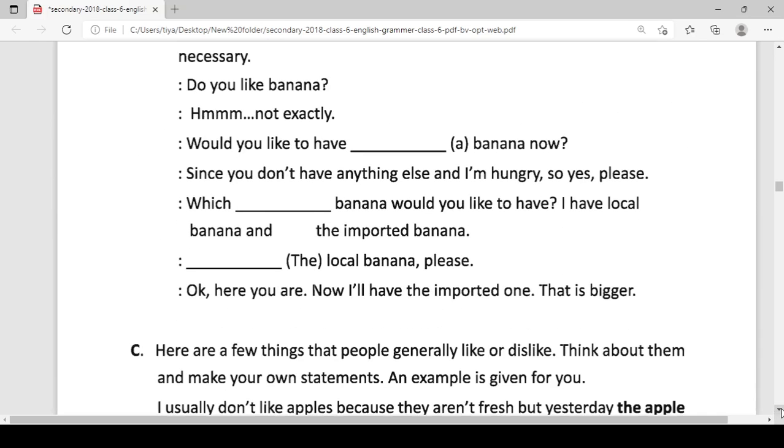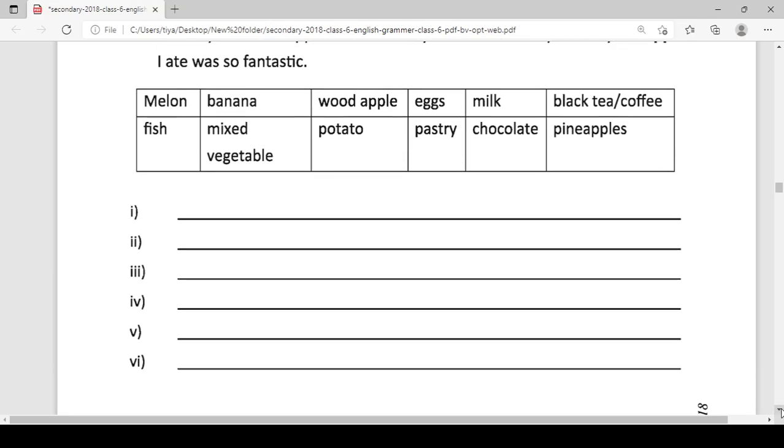Do you like bananas? Not exactly. Would you like to have a banana now? Since you don't have anything else and I am hungry, so yes, please. Which banana would you like to have? Which type of banana? Which kind of banana? The local banana.